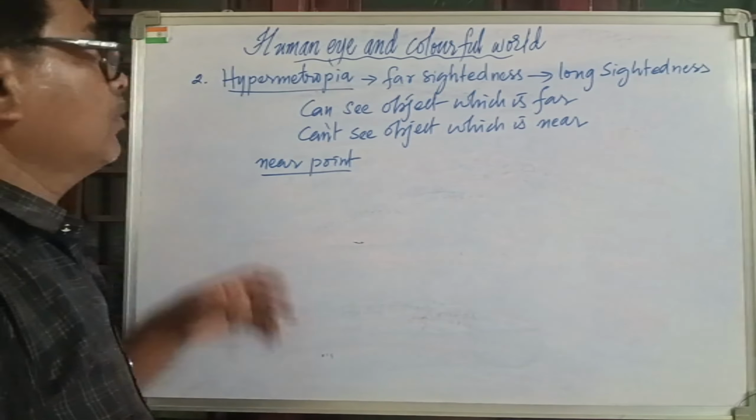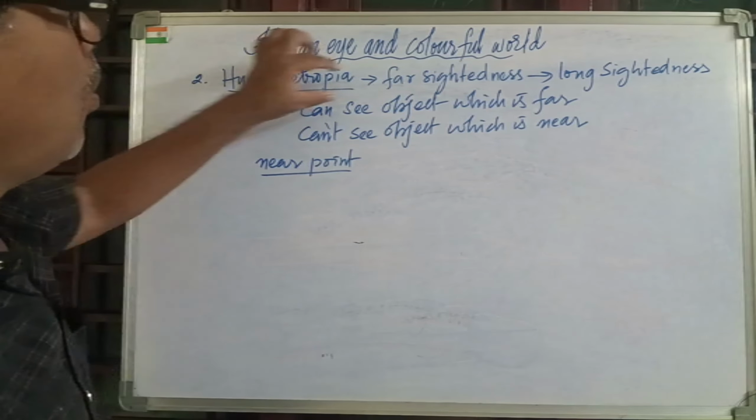As I was telling you, long sight, far sight, big name hypermetropia. Point is near point. In myopia, short name, short sight, nearsightedness, the point was far point. Near point is the point of minimum distance for which the eye lens forms an image on the retina. That is the definition. I have written it in short form.